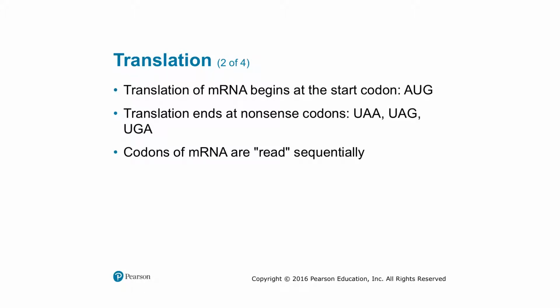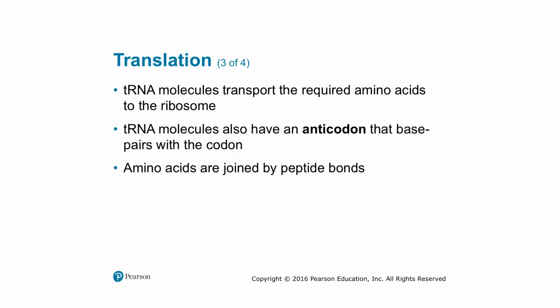So translation of mRNA begins at the start codon AUG. It always begins there, and it ends, like I said, at the UAA, UAG, and UGA. The codons from mRNA are read sequentially. The tRNA molecules transport the required amino acids to the ribosomes, and the tRNA molecules have what we call an anticodon. That's going to be the opposite of what we see on the codon. The amino acids are joined by peptide bonds.